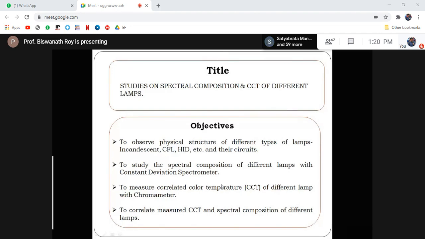Out of the 4 objectives, you see that there are 2 instruments we are going to discuss. The constant deviation spectrometer is one instrument, with which we can measure the wavelength. And another instrument is the chromometer, with which we can measure the correlated color temperature, CCT, of different lamps. And the last portion is the theoretical discussion that the measured values of the wavelength can be theoretically correlated with the measured value of CCT.